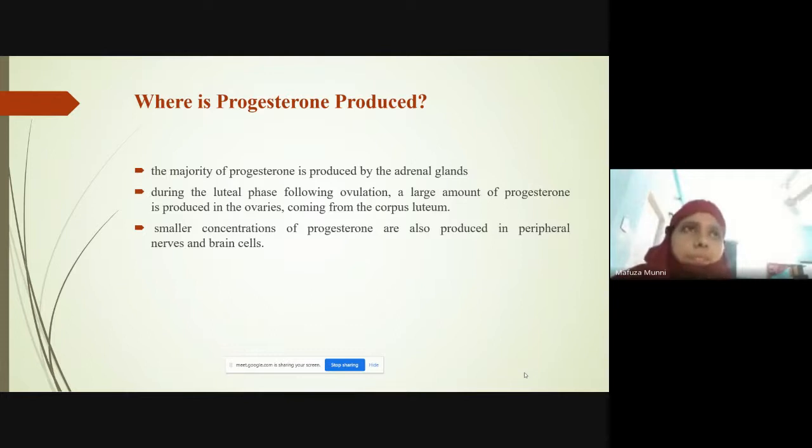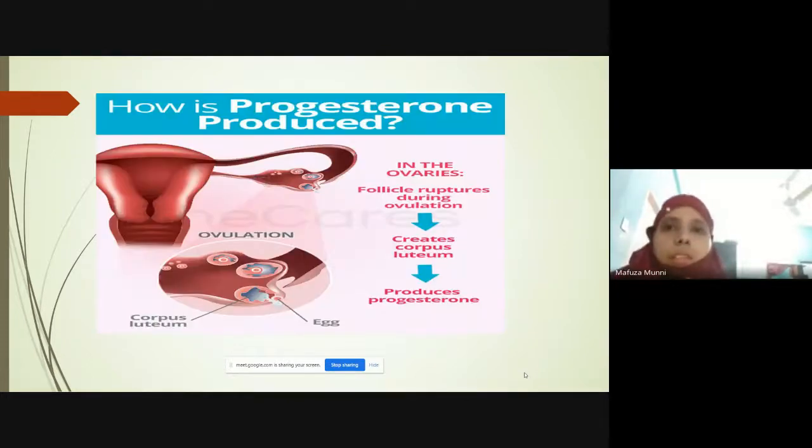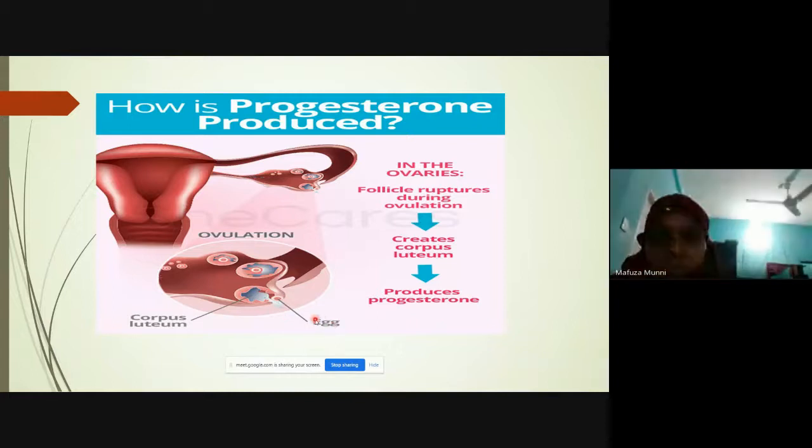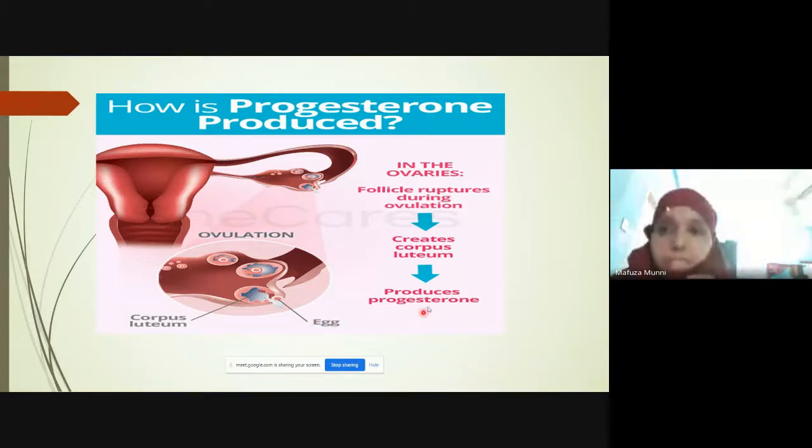So next. Now here is shown how progesterone is produced. We can see that in the ovaries, follicular rupture during ovulation creates the corpus luteum, which produces progesterone. This progesterone is continuously produced if fertilization occurs.